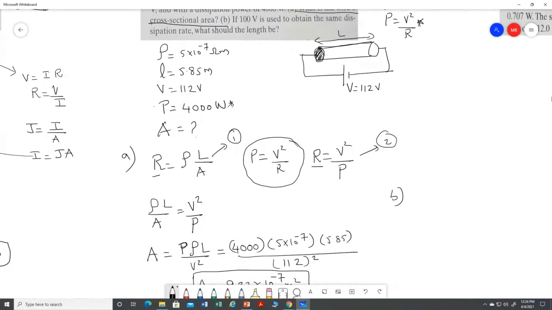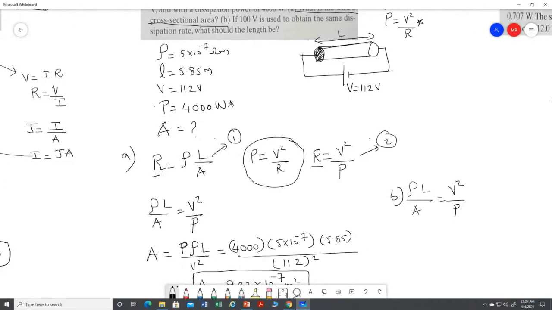So what I'm going to do, again I'm going to use the same equation. What is the equation? Equation number 1 and 2 I am going to use, and the left hand sides of the two equations are exactly same. So I can use the same relation, rho L over area, which is equal to V square over P. Am I right? Because the cross section of the area will not change. It will be the same value. We are talking only about the length of the wire.